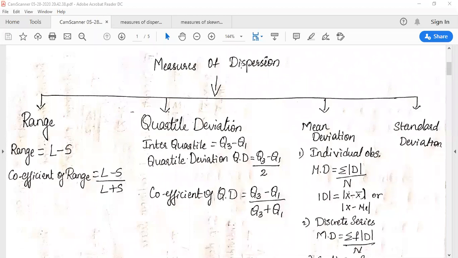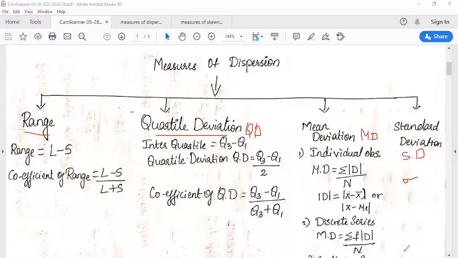Okay, so firstly, measures of dispersion. In measures of dispersion, we have four major points. First one is range. Then you have quartile deviation, which is also known as QD. Then you have mean deviation, which is also known as MD, and then standard deviation, which is SD, or it is denoted by the sigma symbol.